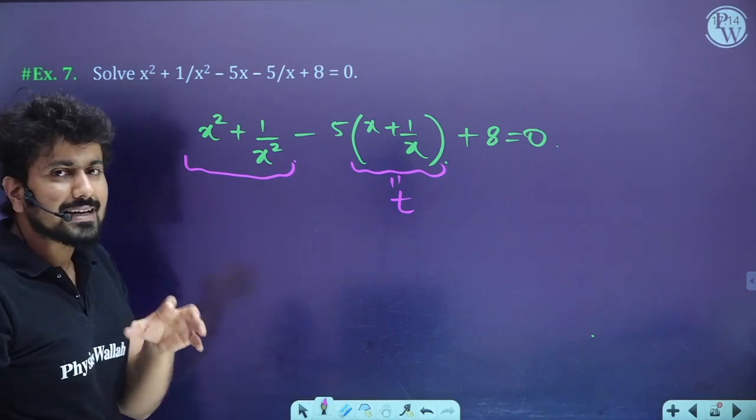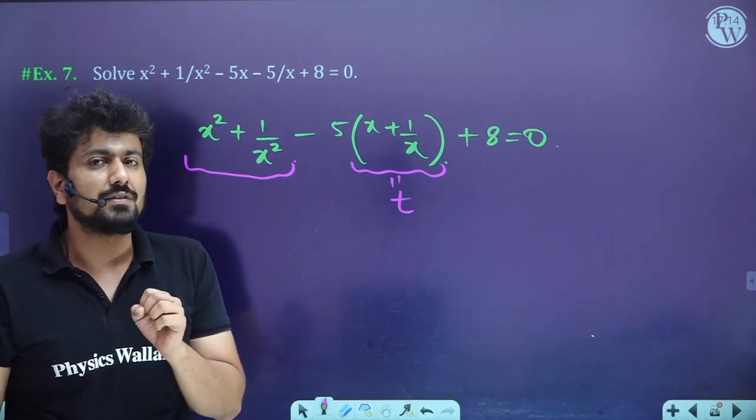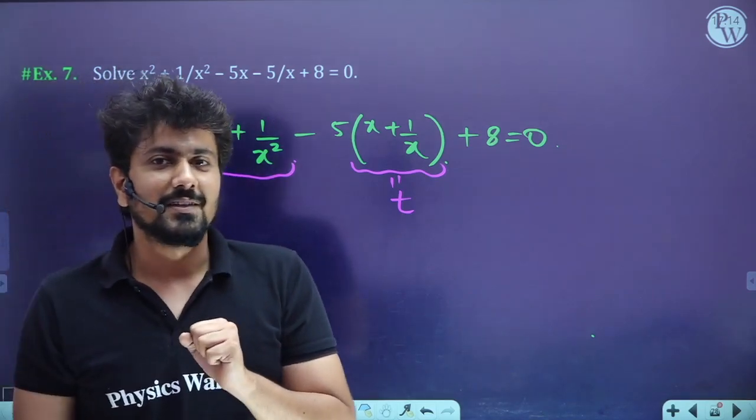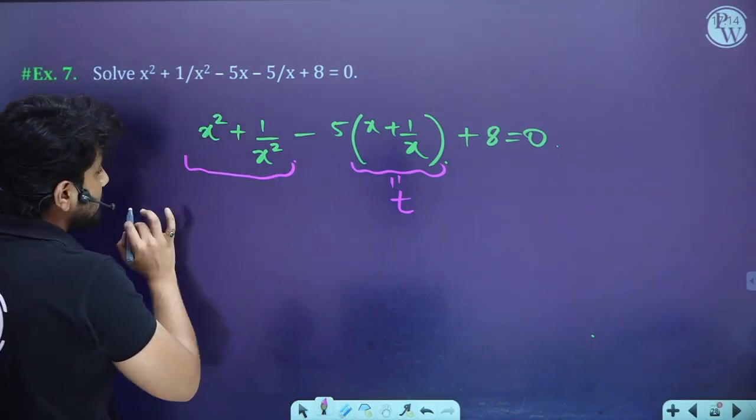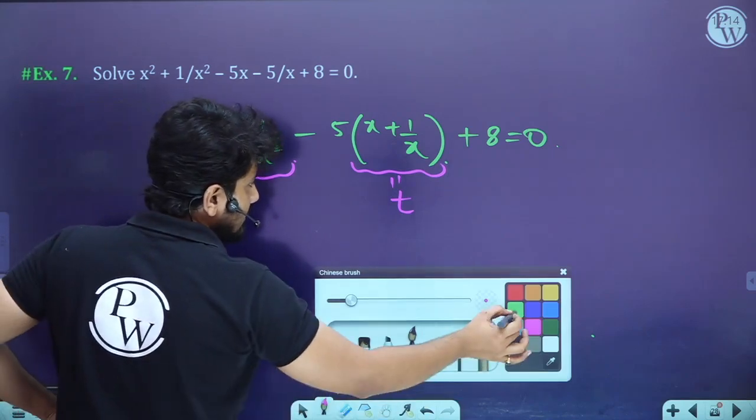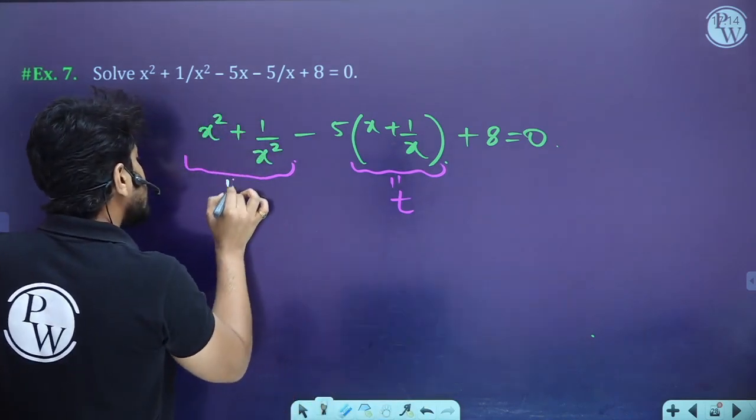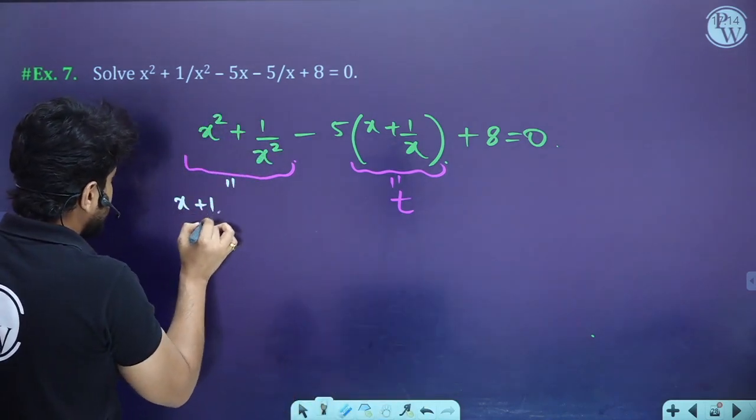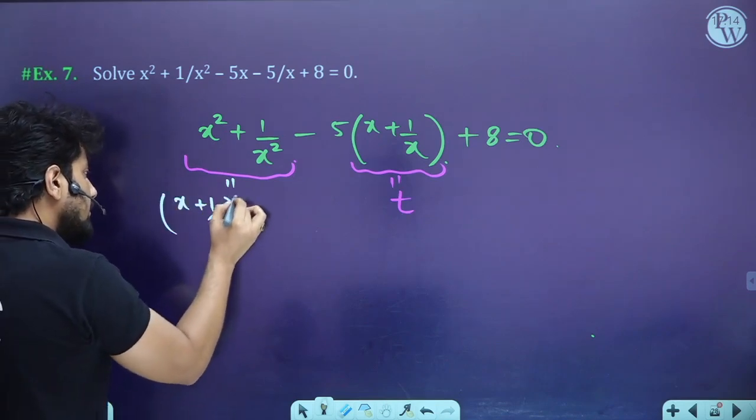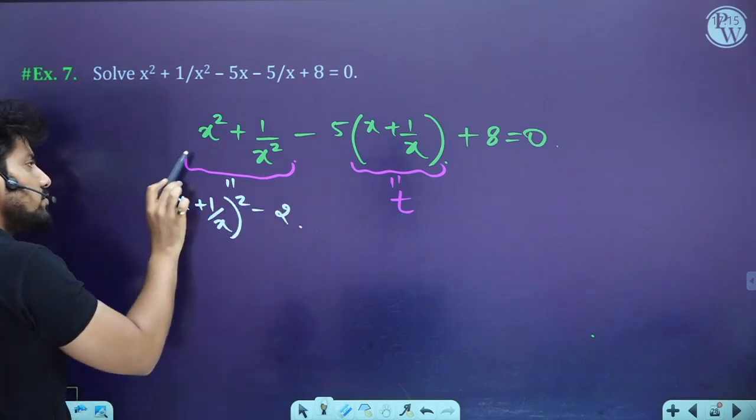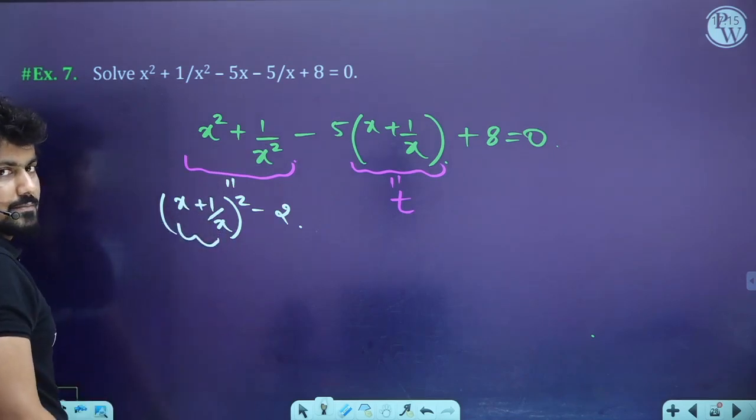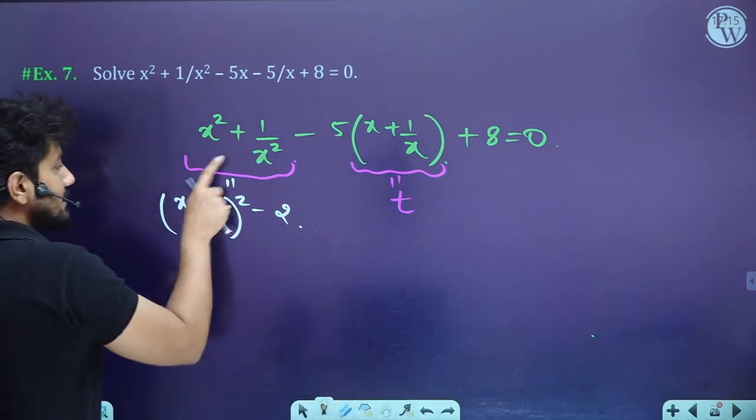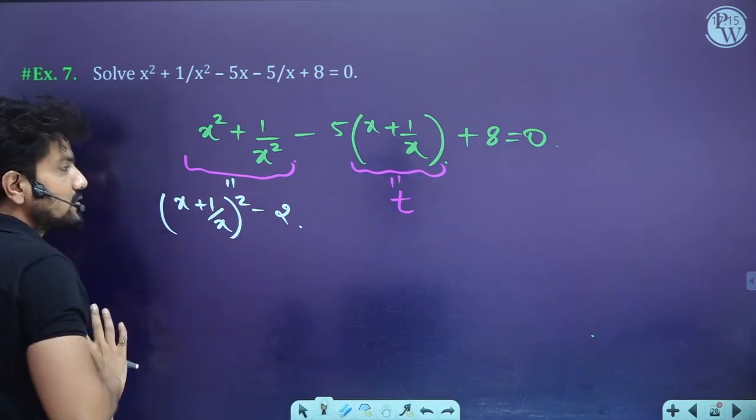How do I write x square plus 1 by x square in terms of t? That's my equation. Everybody knows that you can write x square plus 1 by x square as x plus 1 by x whole square minus 2. I want to write x square plus 1 by x square in terms of x plus 1 by x, so you can write this as x plus 1 by x whole square minus 2.